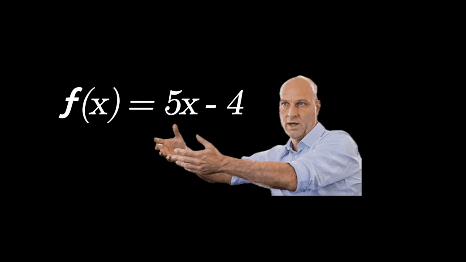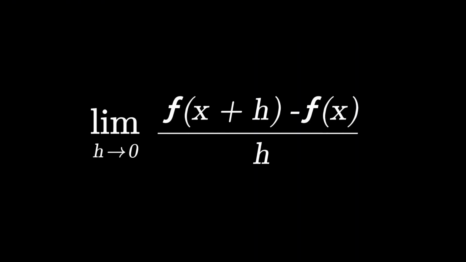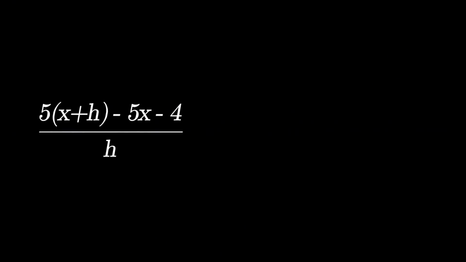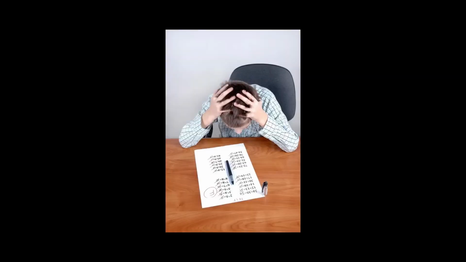Now, I'm sorry to disappoint you, but getting the derivative isn't just zooming in on one line and drawing another. Let's say you have the function f of x equals 5x minus 4. You would then have to plug everything into this formula by first replacing x with x plus h, and then divide everything by h, simplify to then get the derivative 5.